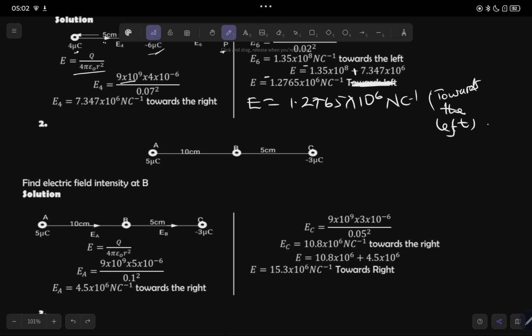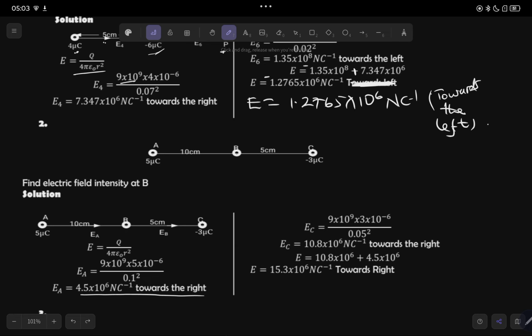Why towards the right? Because we are putting a positive 1 coulomb charge at B, so it will receive a repulsive force. A will push it away, so it will be pushed towards the right. So the effect of charge A on B is that it will push it away and B moves towards the right. That's why the electric field intensity at B has been gotten to be towards the right.